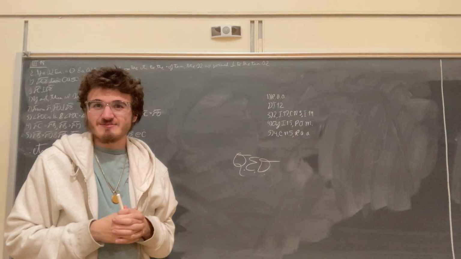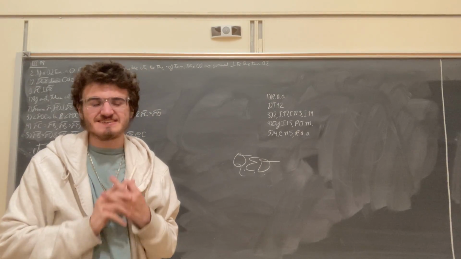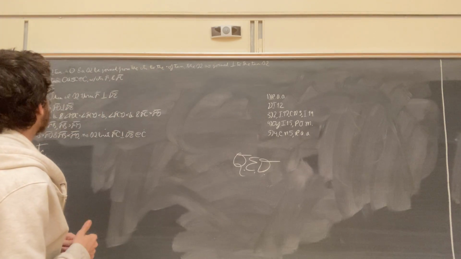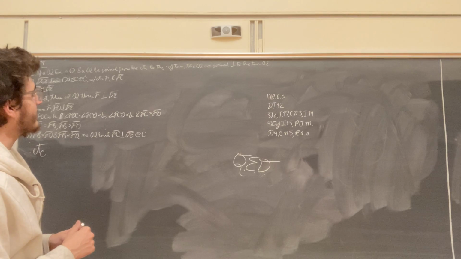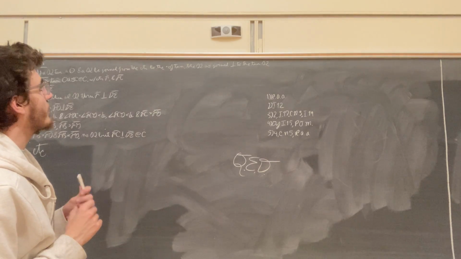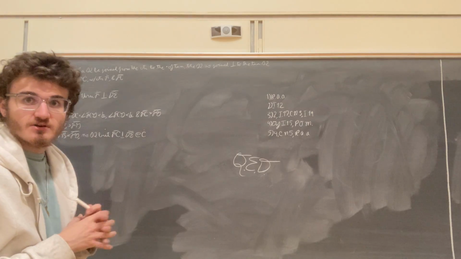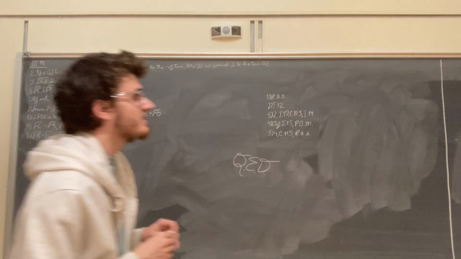Hello, this will be a demonstration of proposition 18 from book 3 of Euclid's Elements, which states that if a straight line touch a circle and a straight line be joined from the center to the point of contact, the straight line so joined will be perpendicular to the tangent straight line.